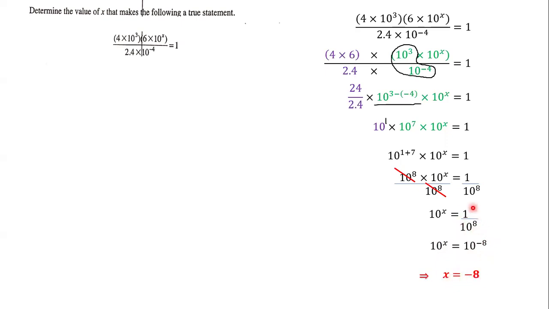So what did we do here? Well, we have 1 over 10 to the power of 8. And we can express that as 10 to the power of -8 because 10 to the power of -8 can be expressed as a fraction 1 over 10 to the power of 8. And so now here in this line, we have 10 to the power of x, which is equal to 10 to the power of -8. These two bases are the same. So if the bases are the same, then the powers are equal. So that means that x is equal to -8. And that's our answer to this particular question.